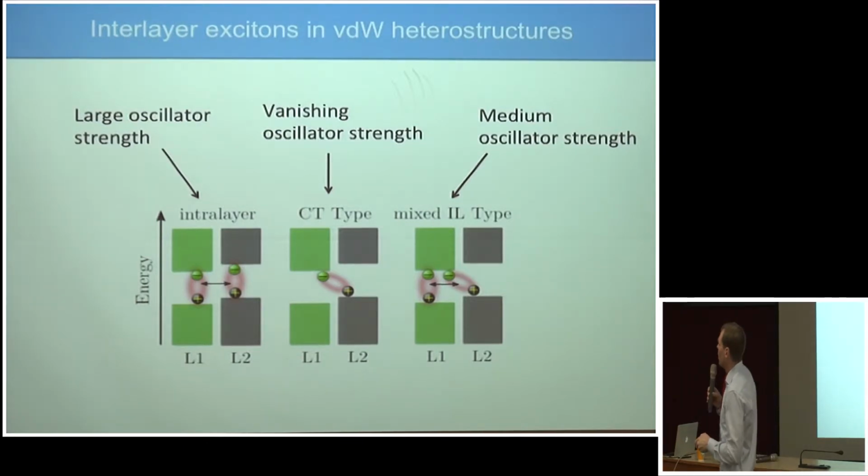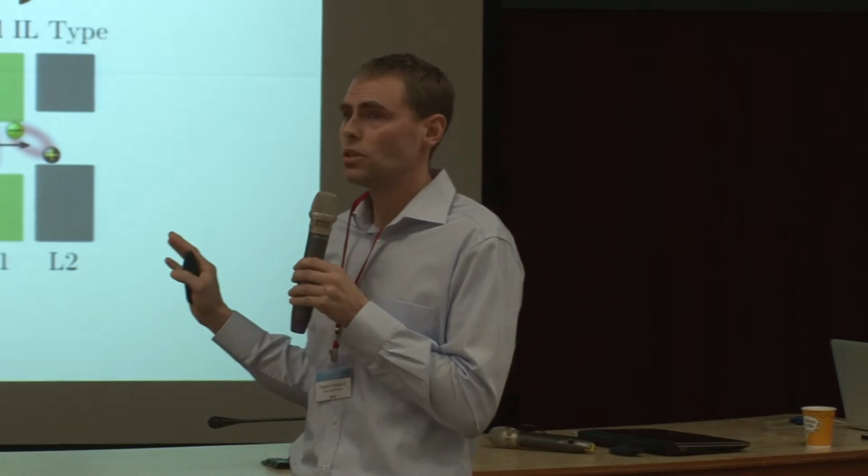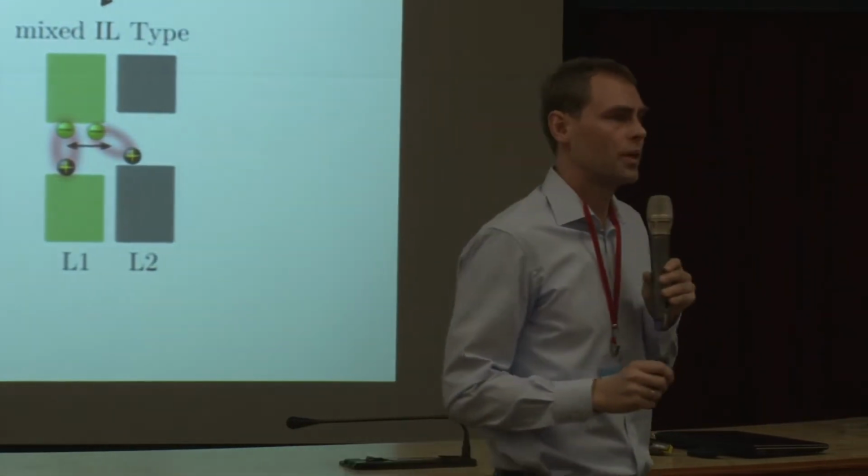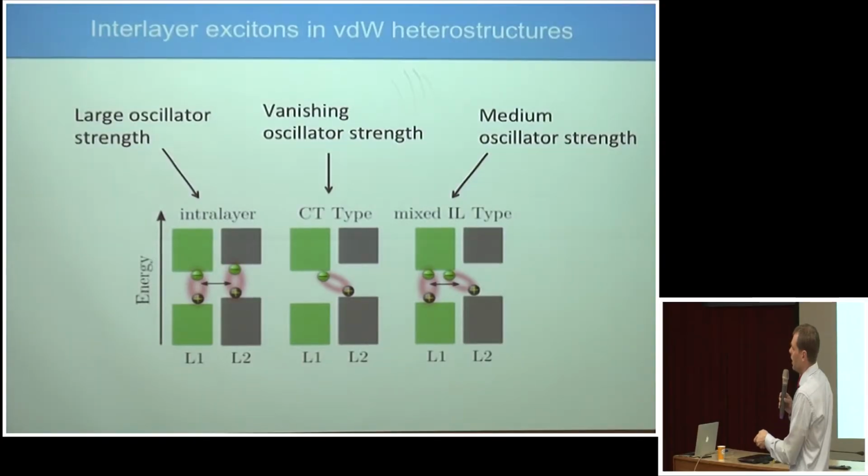So let me now talk about quickly interlayer excitons and van der Waals heterostructures. So far I talked about excitons in monolayers. But what is really exciting here is, of course, that we can stack different monolayers and get heterostructures. And if we consider just a bilayer, there are essentially three types of excitons.